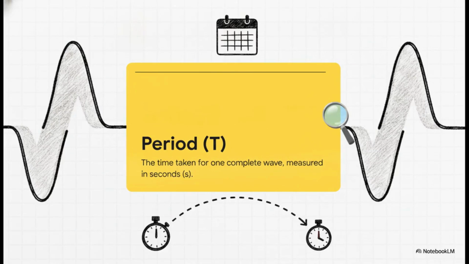Now, contrast that with period, represented by a capital T. While frequency looks at how many waves cram into 1 second, period totally flips the lens. Period focuses specifically on the precise time it takes to complete just a single cycle. And since it's measuring time, our unit here is simply seconds. So if one wave takes half a second to be produced, the period is just 0.5 seconds.